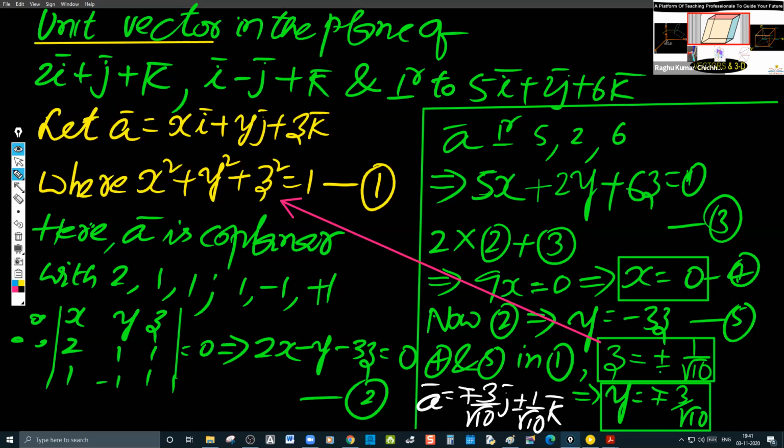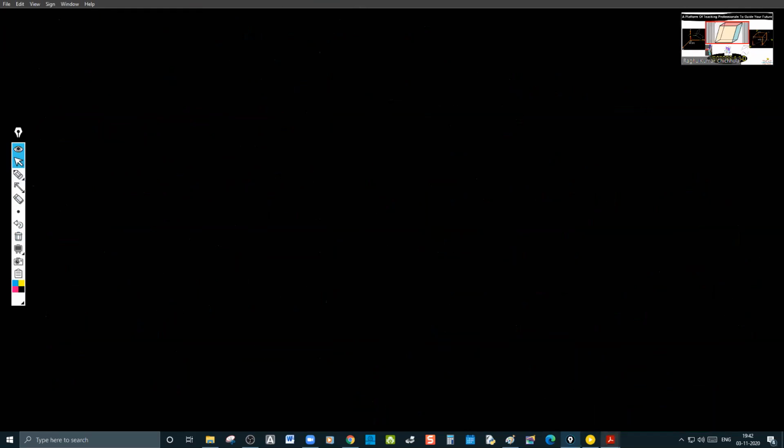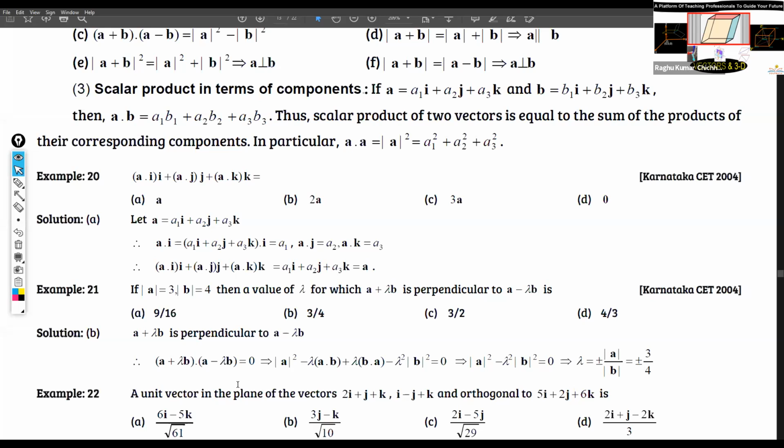Yes or no, please. Respond. Do you understand this? Yes, sir. The model is important. He took only one value, since root 10 is the only option there. Option B is the correct answer. Correct or not? Yes, sir.